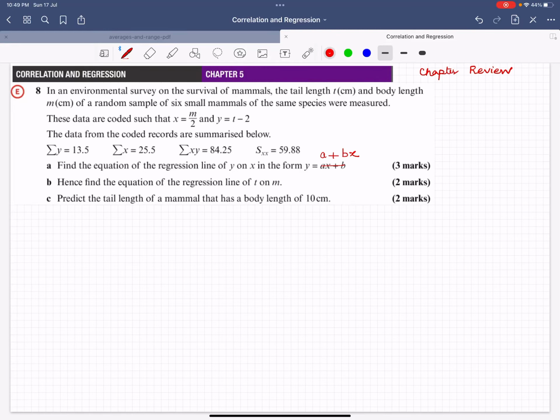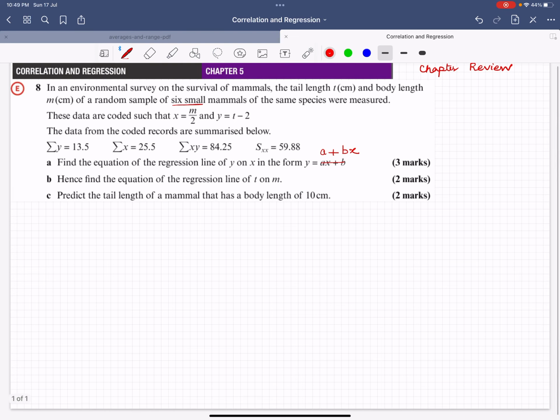Chapter Review Question number 8. In an environmental survey on the survival of mammals, the tail length t centimeters and body length m centimeters of a random sample of 6 small mammals of the same species were measured. These data are coded such that x is equal to m by 2 and y is equal to t minus 2. The data from the coded records are summarized below.